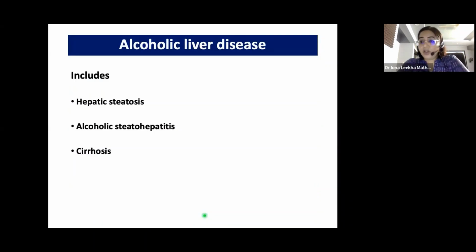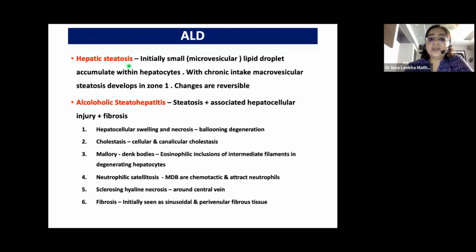Now coming to alcoholic liver disease, it has almost the same features. There are some differences which I'll tell you after I finish describing alcoholic steatohepatitis. Alcoholic liver disease includes hepatic steatosis, alcoholic steatohepatitis, and cirrhosis. In hepatic steatosis, small microvesicular lipid droplets accumulate within the hepatocytes. With chronic intake, macrovesicular steatosis develops in zone 1, and these changes are reversible.